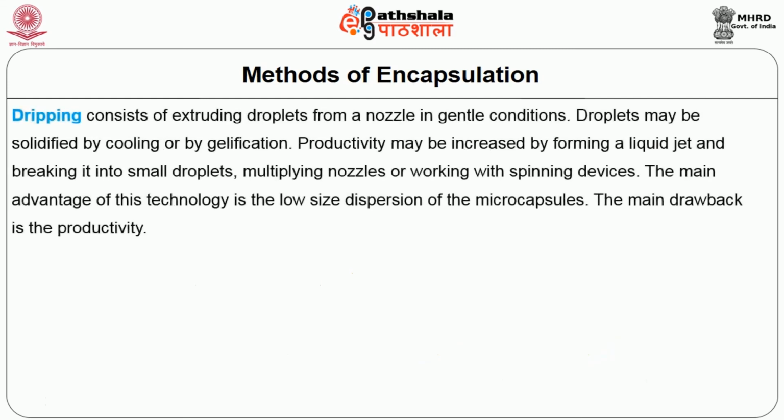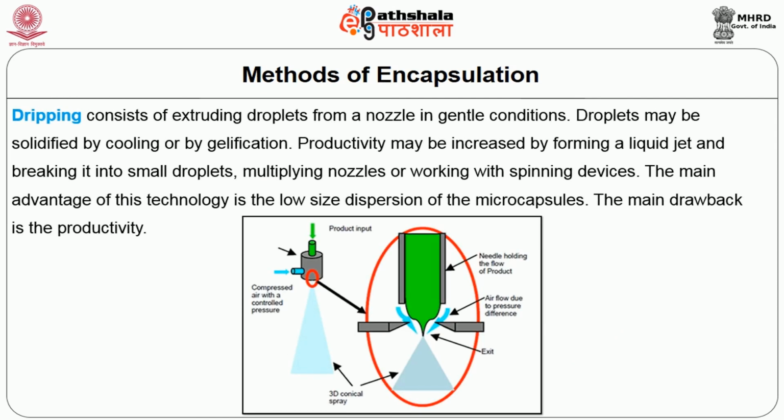The second process is dripping. This consists of extruding droplets from a nozzle in gentle conditions. Droplets may be solidified by cooling or by jellification. Productivity may be increased by forming a liquid jet and breaking it into small droplets. They may multiply in the nozzle or they start working with spinning devices. The main advantage of this technology is the low size dispersion of the microcapsules. The main drawback, however, is the productivity.